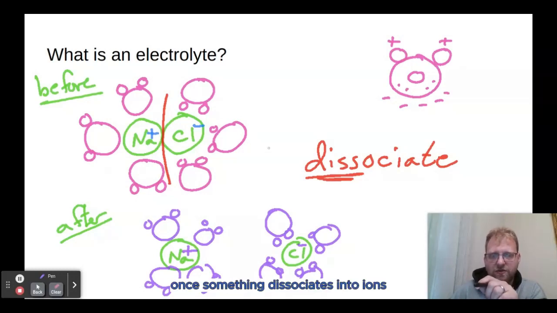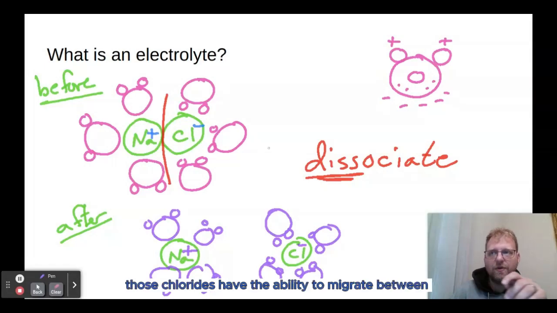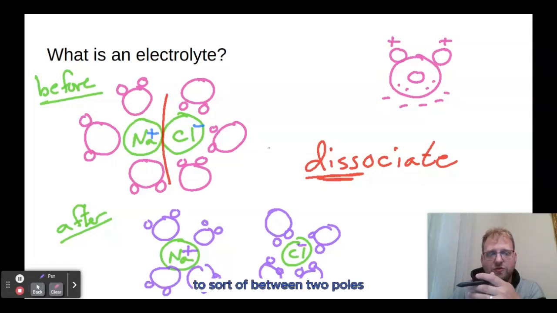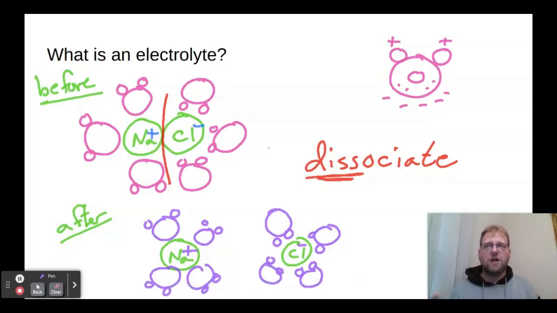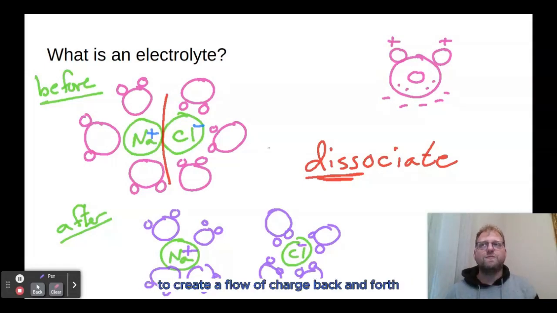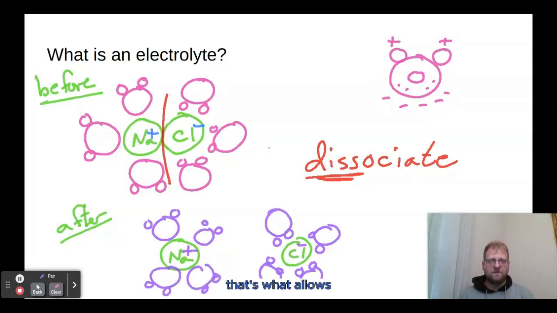When something dissociates into ions, as we see here, those sodiums and those chlorides have the ability to migrate between two poles, let's say. There's fancier terms. I don't want to get into the electricity aspect of it too much. To create a flow of charge back and forth. That's what allows H2O to conduct electricity.